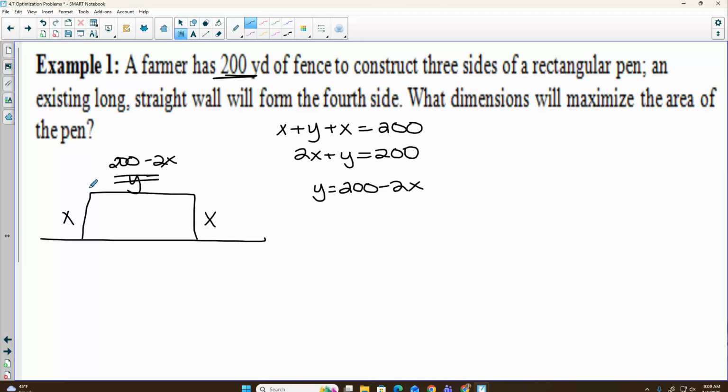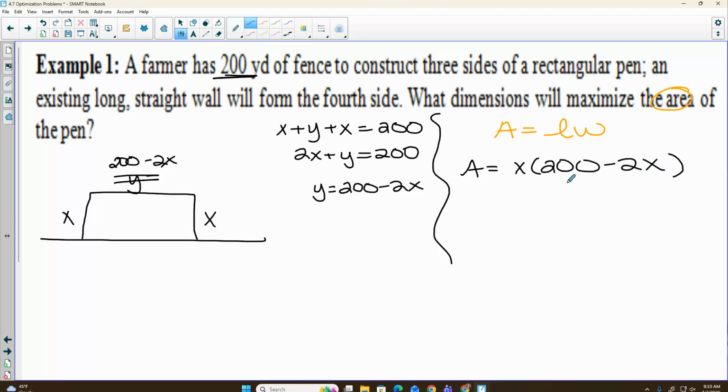So now we have to use our calculus. What am I trying to maximize or minimize? Area. So how do we find area? In the context of my problem, that would be x times 200 minus 2x, or if I distribute, 200x minus 2x squared.